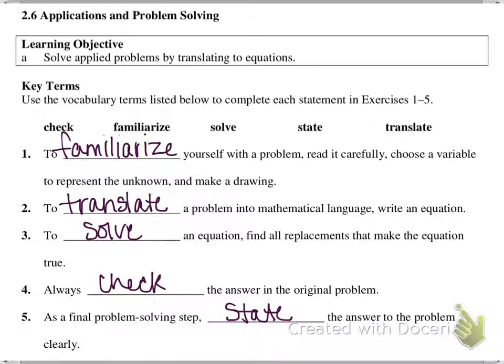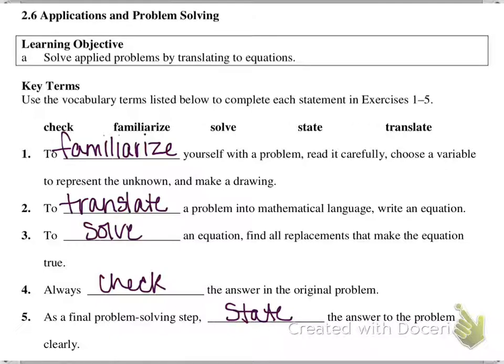And if a drawing isn't appropriate, then maybe writing out what you need to do in words is sometimes helpful. I'll show you some examples of doing both of those. You also need to translate a problem into mathematical language, write an equation. So you're going to look for key terms. You're going to have to decide, are you going to add, subtract, multiply, divide, where does your equal sign go, and so on. To solve an equation, find all replacements that make the equation true.